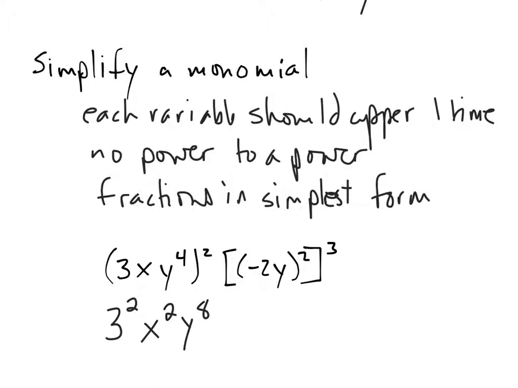Now, I'll put down the parenthesis over here. I'm going to work again inside out. So I'm going to start by dealing with what's in here. There isn't anything to do here, so now we're going to square it, right? So I'm going to have negative 2 squared. And then y squared, and then we raise the whole thing to the 3rd power.